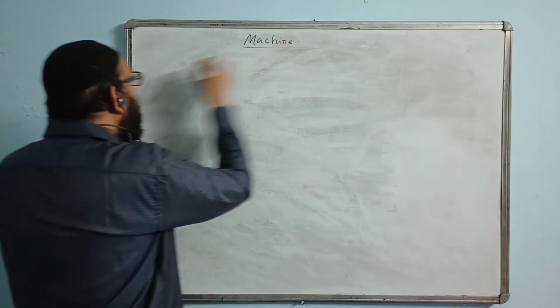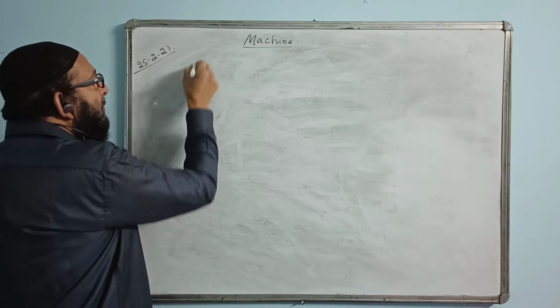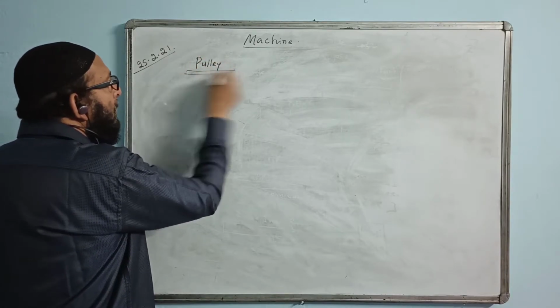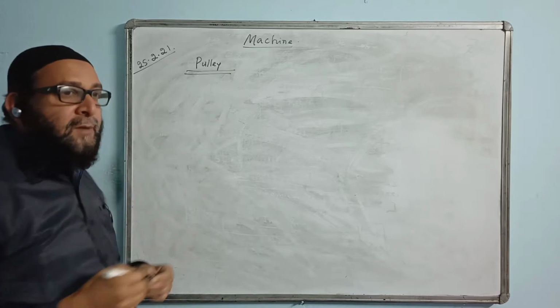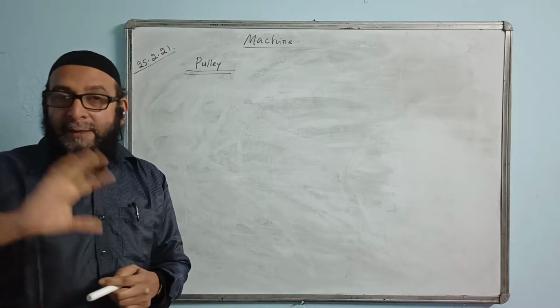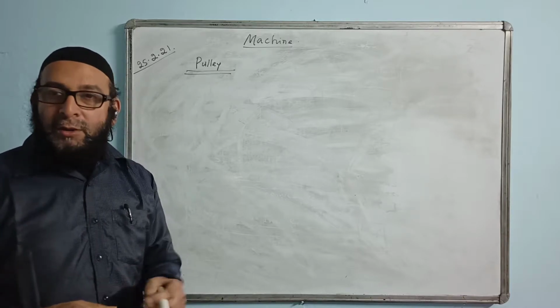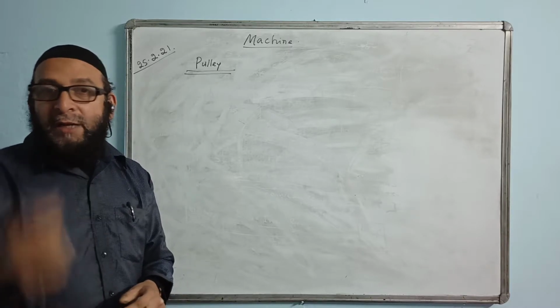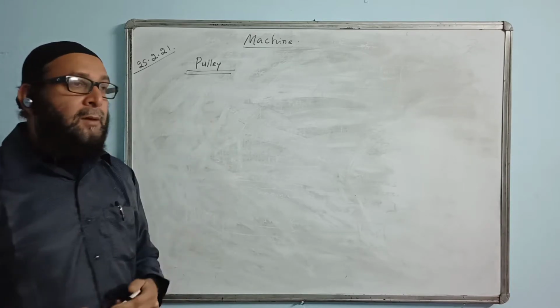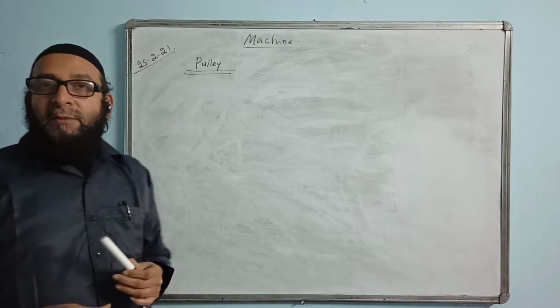We were doing the chapter machine. Today we will do about pulley. What is the pulley? We say a circular wooden or metallic disc which is capable of rotation by a strand about an axis is called pulley. So we have different types of pulleys.